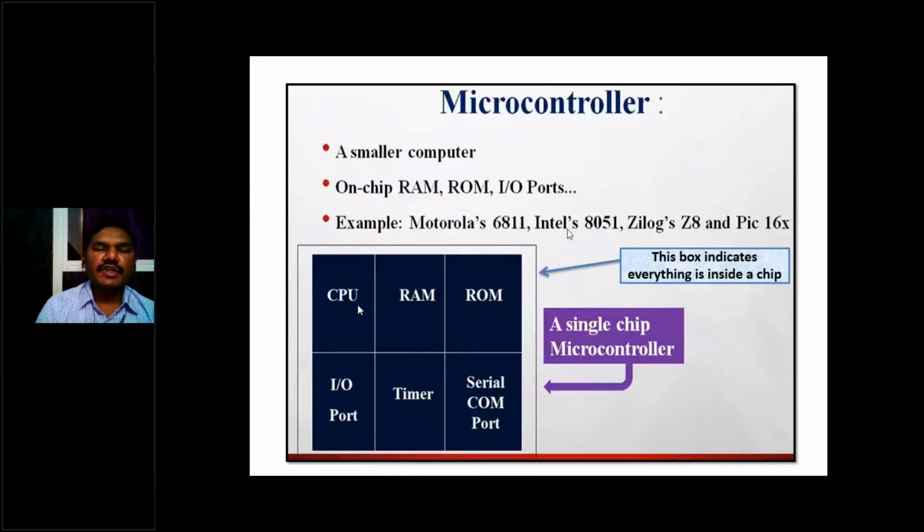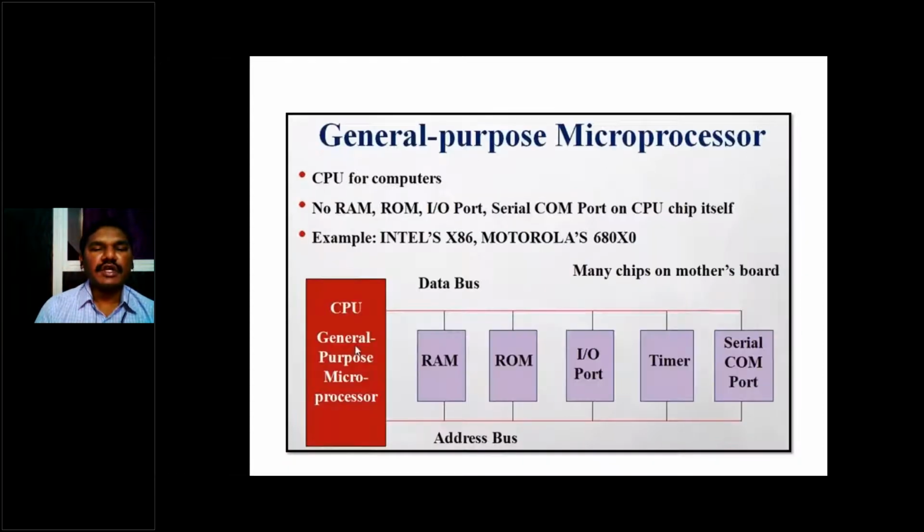See, CPU means not complete. It's called CPU core. CPU core, RAM memory, ROM memory, IO ports, timer, serial communication port. These are all available on a single chip. So that is what we call the microcontroller. This is the difference between microprocessors and this is the microprocessor. This is the microprocessor chip, but all are available outside of the chip, and this is the general computing unit.